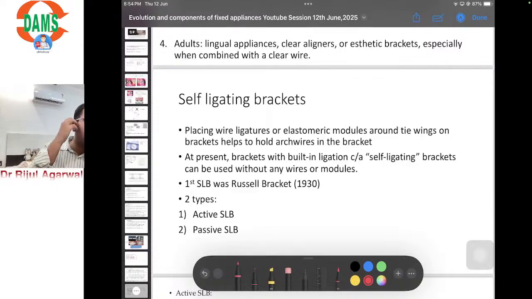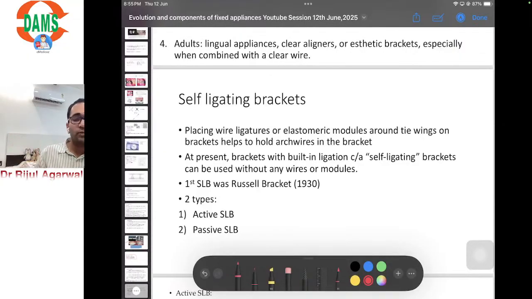So what was the advantage? First advantage was lesser chair side time. Lesser chair side time, more patient comfort, patient is happy. You don't need to tie individual slots with the arch wire. You just need to close the shutter, open it at an appointment, take out the wire, insert the new wire, close the shutter, done. Next advantage, in passive self-ligating, less force is exerted, the wire is free to move inside the slot.